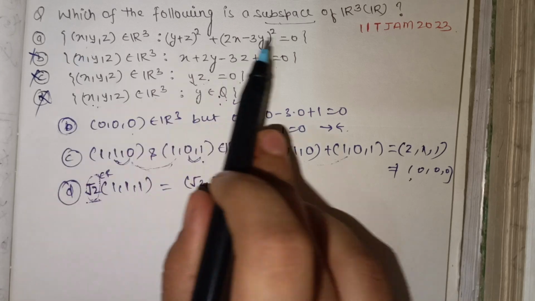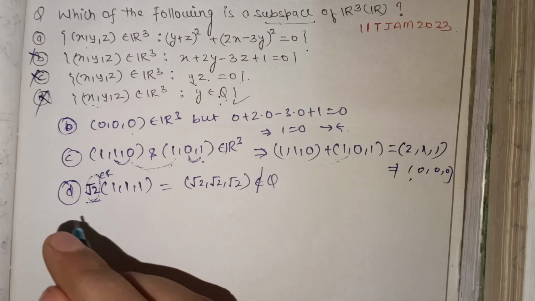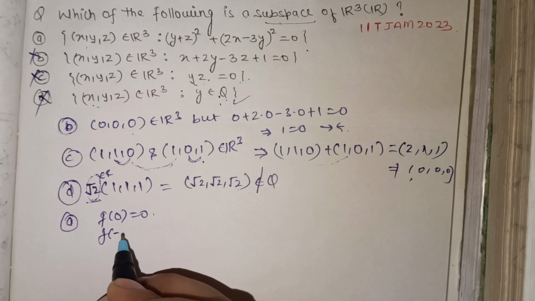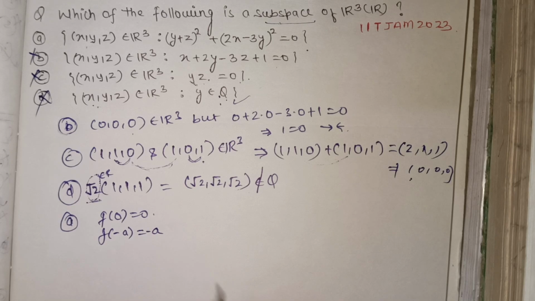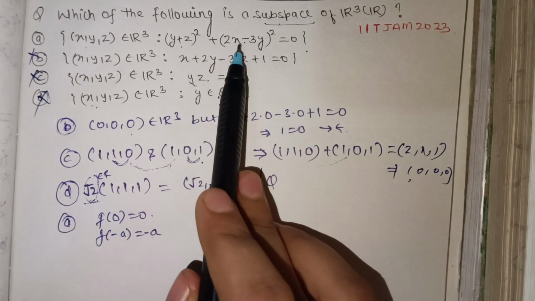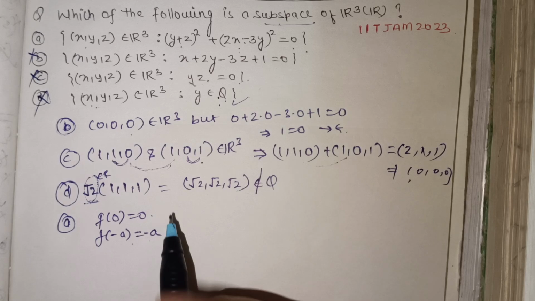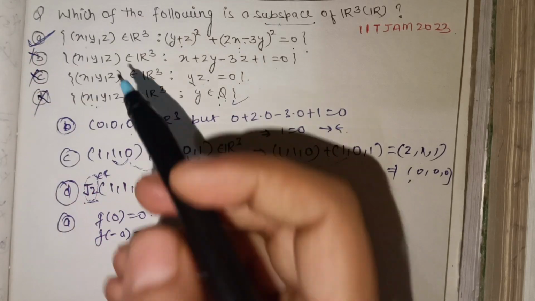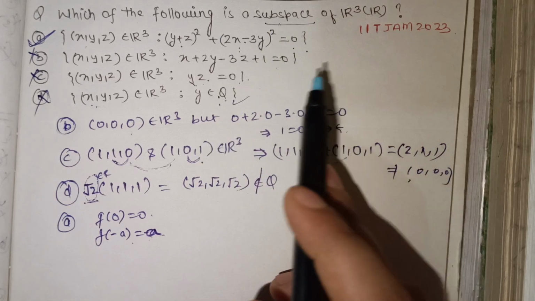So our remaining option A is correct. How is it correct? Let me see. For proving that it is a subspace, we can prove two things: that f of 0 is equal to 0, and second, that f of minus a is equal to minus of f of a. If these two conditions hold, then this is a subspace. If we put 0 here, we get 0, and if we put minus a here, we get minus of f of a. So this option is correct, and the remaining option is this only. So this is a subspace of R3 over R. This is the solution of this question.